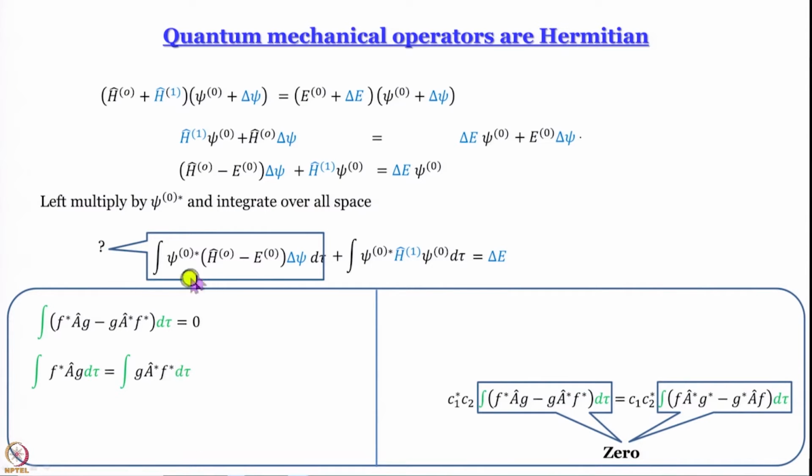Why? Because look at this: psi 0 star, let us say that is f, H 0th minus E 0th, that is your, let us say, a hat, and this is g. The problem we have here is that g, that is delta psi, is not an eigenfunction of H 0th minus E 0th, but psi 0th is an eigenfunction. So, if we can somehow take this delta psi here and bring this psi 0 here, then that is a happy situation. I mean, it is okay if we bring psi 0 star also, but that will not happen.